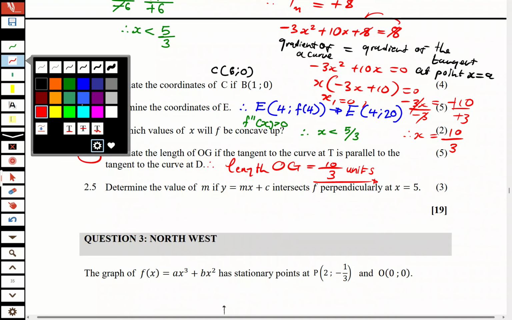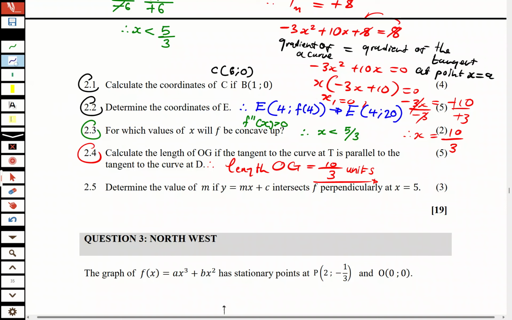So now let's take a look at the next question. This is 2.5. They say that we have to determine the value of m if y is equal to mx intersects f perpendicularly at x is equal to 5. What do we know about when two lines intersect each other perpendicularly?